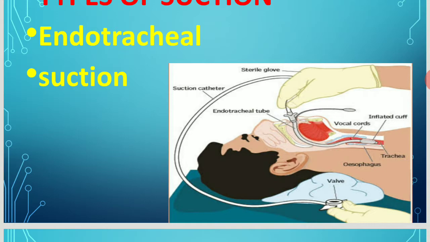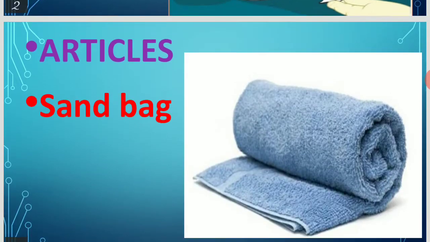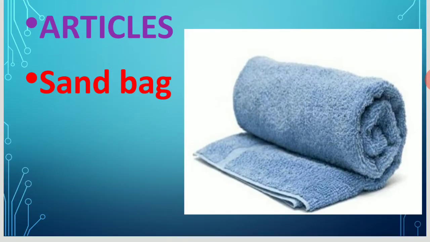Endotracheal suction means removing secretion from the tracheobronchial tree through the endotracheal tube with the help of a mechanical suction device. Its purpose is to maintain the patient's airway by removing secretion, to prevent respiratory tract infection, to ventilate the lungs and to administer oxygen. Then next, what articles are used for performing endotracheal suction.